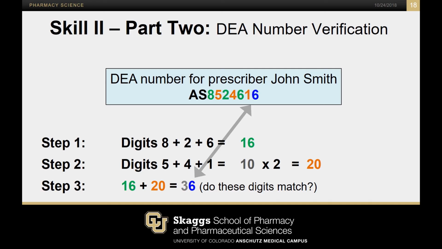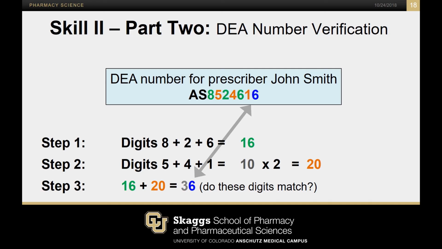Step 3 is to add the digits in the second, fourth, and sixth spots, and then to multiply that sum times 2. So digit 2 is 5, then we have a 4 and a 1. It adds together 10. We multiply it by 2 to get the answer of 20.